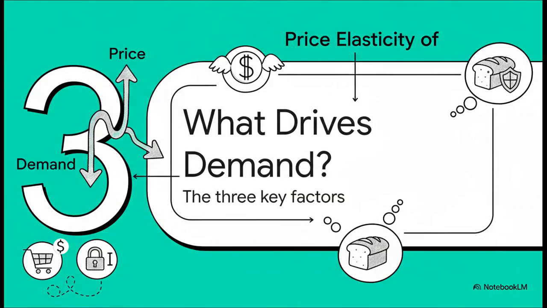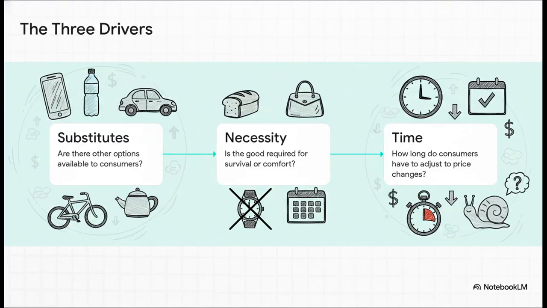Okay, so we've got our framework. Now let's go a level deeper. We're going to focus on the big one, price elasticity of demand, and ask the most important question. What actually makes demand sensitive or insensitive to price? What's going on under the hood? It really just boils down to 3 main drivers. First, the availability of substitutes. Second, how much of a necessity it is.